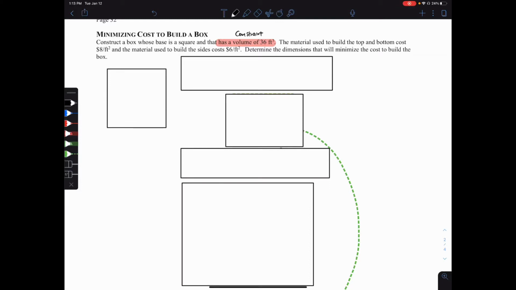AP Calculus AB, let's look at some examples of optimization. Construct a box whose base is a square and has a volume of 36 cubic feet. The box having a volume of 36 cubic feet, that's the constraint for this. The material used to build the top and the bottom costs $8 a square foot, and the material used for the sides is $6 a square foot. Determine the dimensions, so that's important. Determine the dimensions that will minimize the cost to build the box.